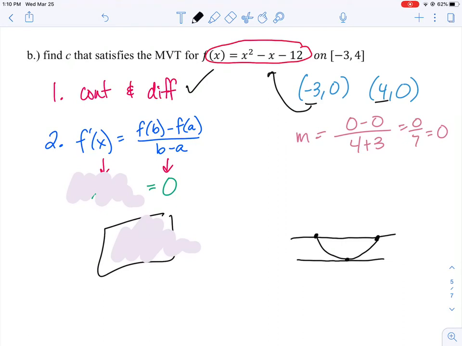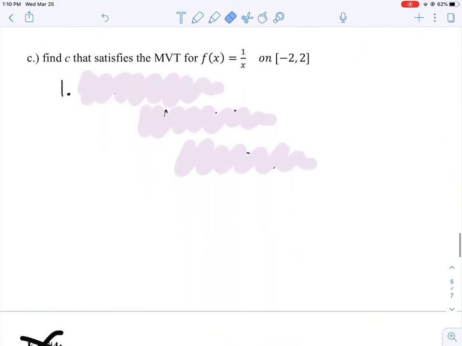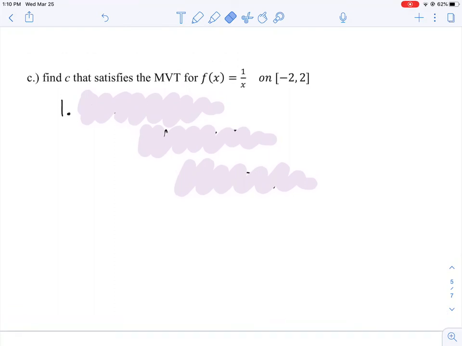So let's show that. If I know that the average rate of change is 0, let's see what my instantaneous rate of change is. I need you to find me the derivative of this function. And at some point, it should equal 0. It should be the same as the average rate of change. I got a derivative of 2x minus 1. I'm going to set that equal to 0, and solve to find the place in the interval from -3 to 4 that has the same average slope as my instantaneous slope. I ended up getting x equals, or c equals, 1/2. That satisfies the mean value theorem.